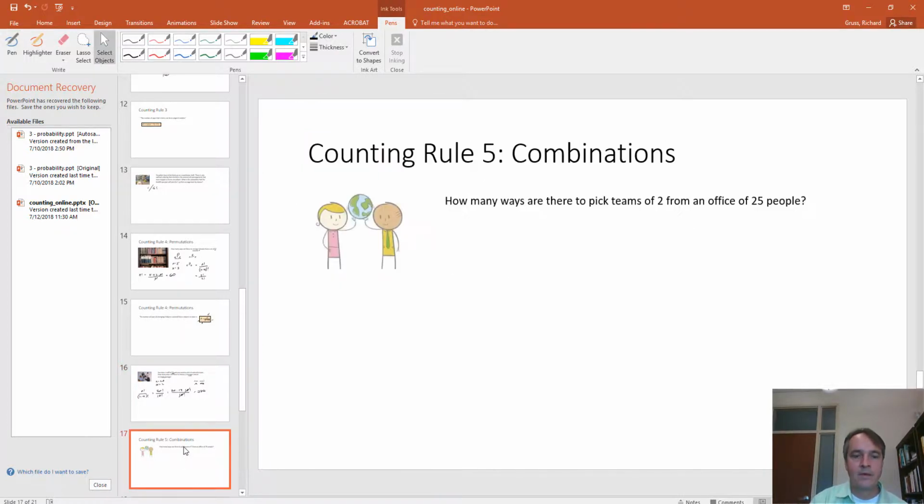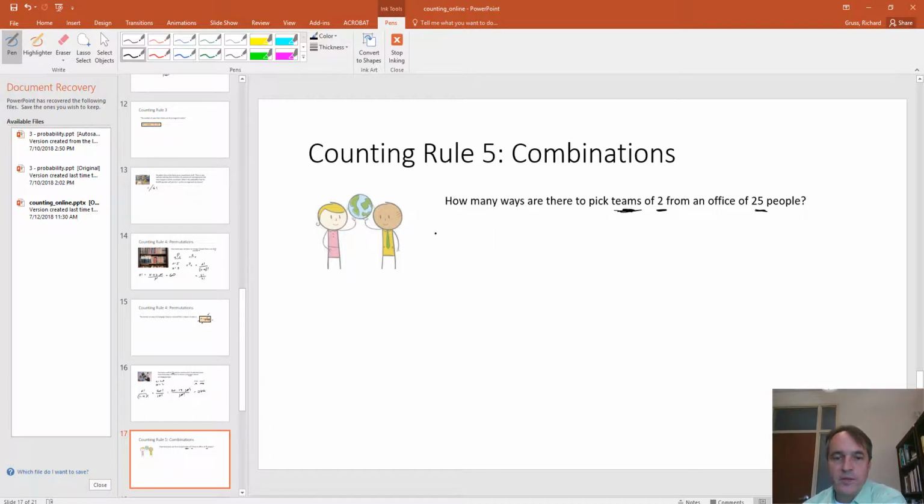Okay. All right. So in contrast to permutations, we also have combinations. Combinations do a similar thing where they're taking a subset of something from a larger set, but in this case, order does not matter. There are plenty of cases where you're just concerned with how many ways there are to pick something, and you don't really care what order they're in. So in this case, we're asking how many ways are there to pick teams of 2 from an office of 25 people. This time it's just a team, so the order doesn't matter.